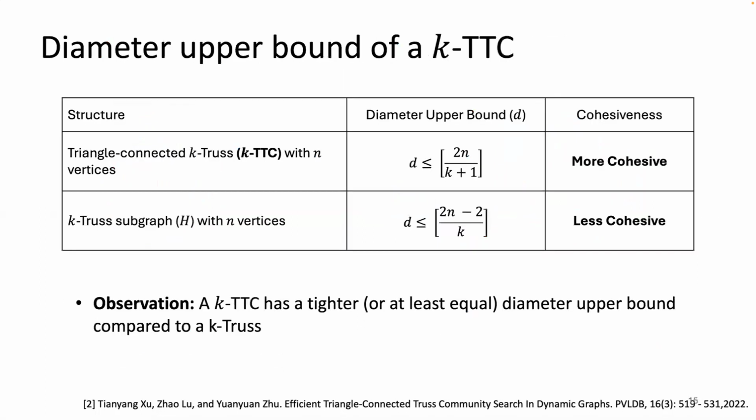Then we are going to look at the diameter upper bound of a triangle connected K-truss community, KTTC for short. The diameter upper bound of a KTTC is more cohesive and more bounded, so it is better connected than that of a K-truss subgraph, right? That formula has been determined through research. The observation is that the KTTC has a tighter or at least equal diameter upper bound compared to the K-truss. In the previous example, the K-truss is weaker because of the cut vertex, while the KTTC is more cohesive. Good.